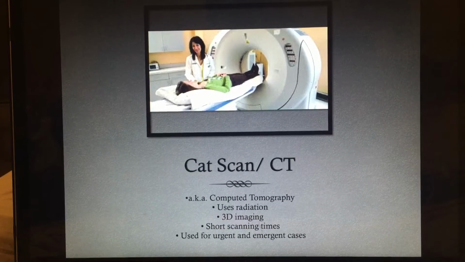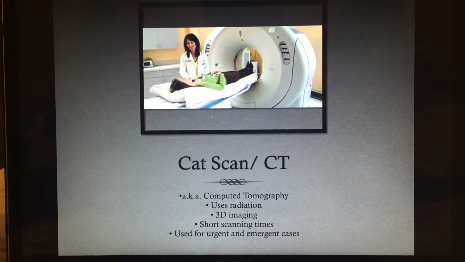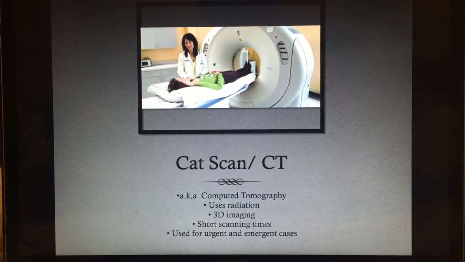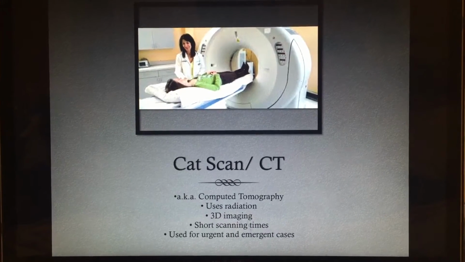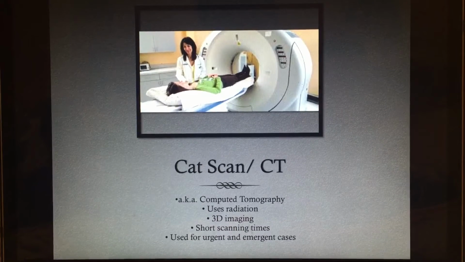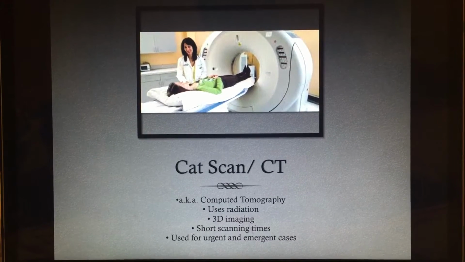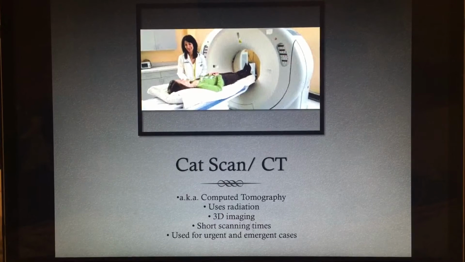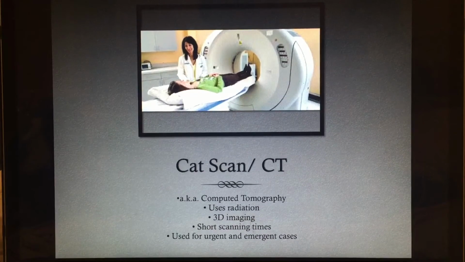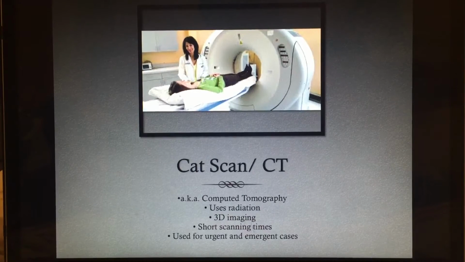CAT scan or CT scans use greater amounts of radiation as well as algorithms to produce more detailed body imaging. CT has revolutionized imaging because of its 3D reconstruction capabilities. It's the test of choice in diagnosing urgent and emergent conditions like cerebral hemorrhages, pulmonary embolisms, appendicitis, diverticulitis, and kidney stones.